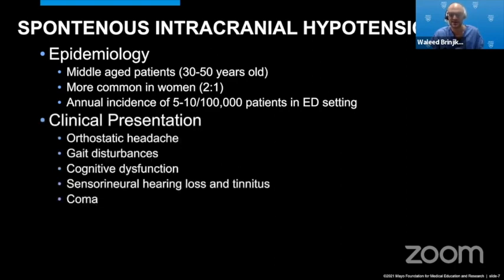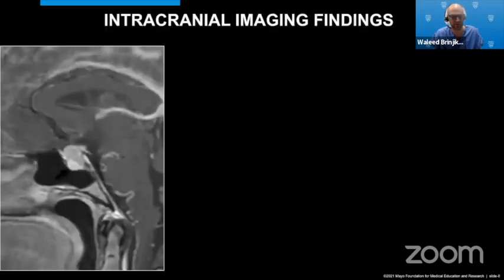The clinical presentation of spontaneous intracranial hypotension: primarily patients present with orthostatic headache. However, as they get more and more progressive brain sag and deformation of the cerebellum and brainstem, they can present with problems including gait disturbance, cognitive dysfunction, sensorineural hearing loss, and tinnitus, as well as in extreme cases, coma, due to depletion of CSF.